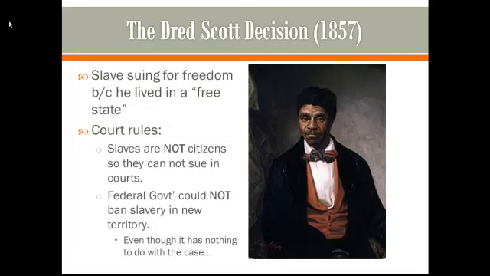Now that had nothing to do with the actual case of Dred Scott, but the Supreme Court basically is now ruling that the federal government could not ban slavery. And so the Dred Scott decision is a Southern-run Supreme Court supporting the Southern idea that the United States federal government does not control new territories, the states do. And so the federal government did not have the authority to actually outlaw slavery in new territories.